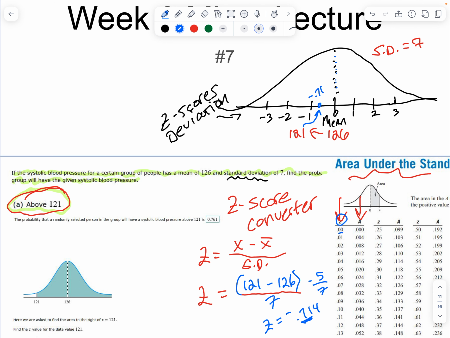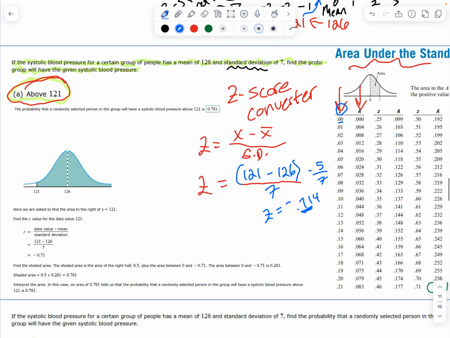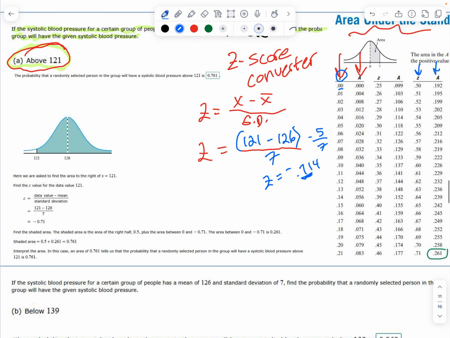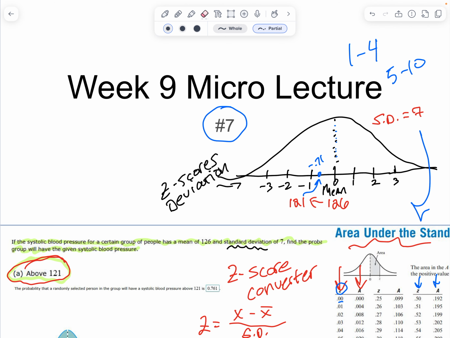Now, let's see if I can pull this over a little bit here. If we go to our z's, you have your z's and your area. And on this particular chart, because this is a different chart for number 7, if you look in my announcements, questions 1 through 4, you're going to use one area chart, and questions 5 through 10, you're going to use this area chart. I don't know why the homework has 2 different charts, but we're just going to roll with it.